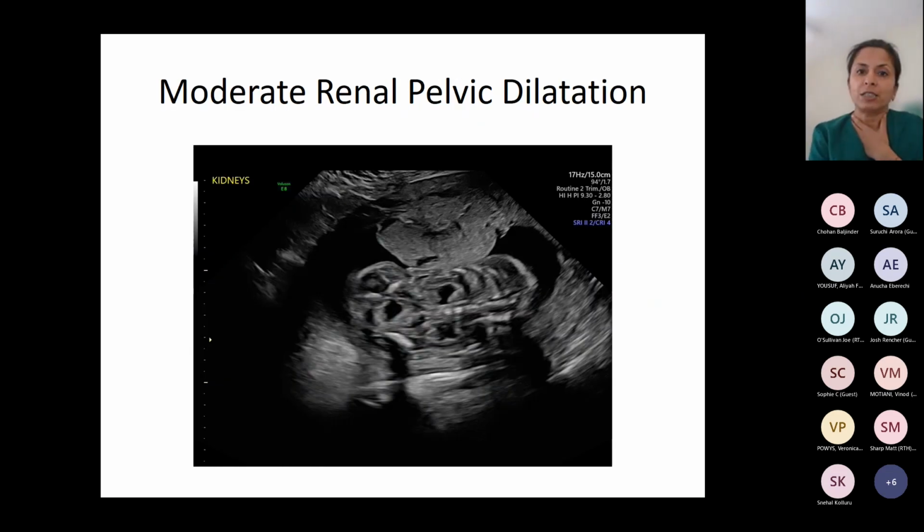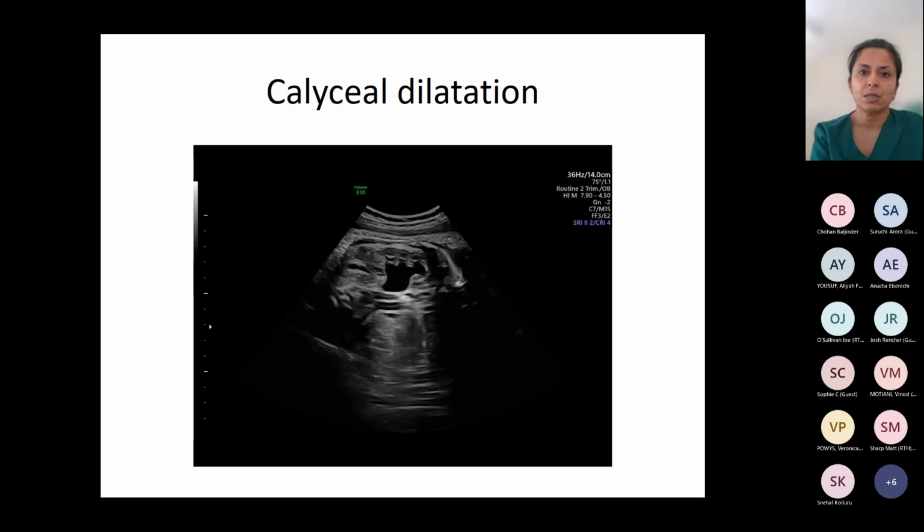Then moderate renal pelvic dilatation. Now, let me see where my arrow has gone. The arrows disappear. So there's the arrow now, and this is a coronal section of the baby. You can see the back, you can see the spine here in long section. At the bottom, you can see the bladder, and this is the left kidney, and this here is the right kidney. And you can see this black bit is the pelvis. Of course, on scan, everything that's fluid is black. So this here is the pelvis, and this is moderate renal pelvic dilatation. I haven't shown a measurement of this, but we would have measured and it would be more than 11 millimeters.